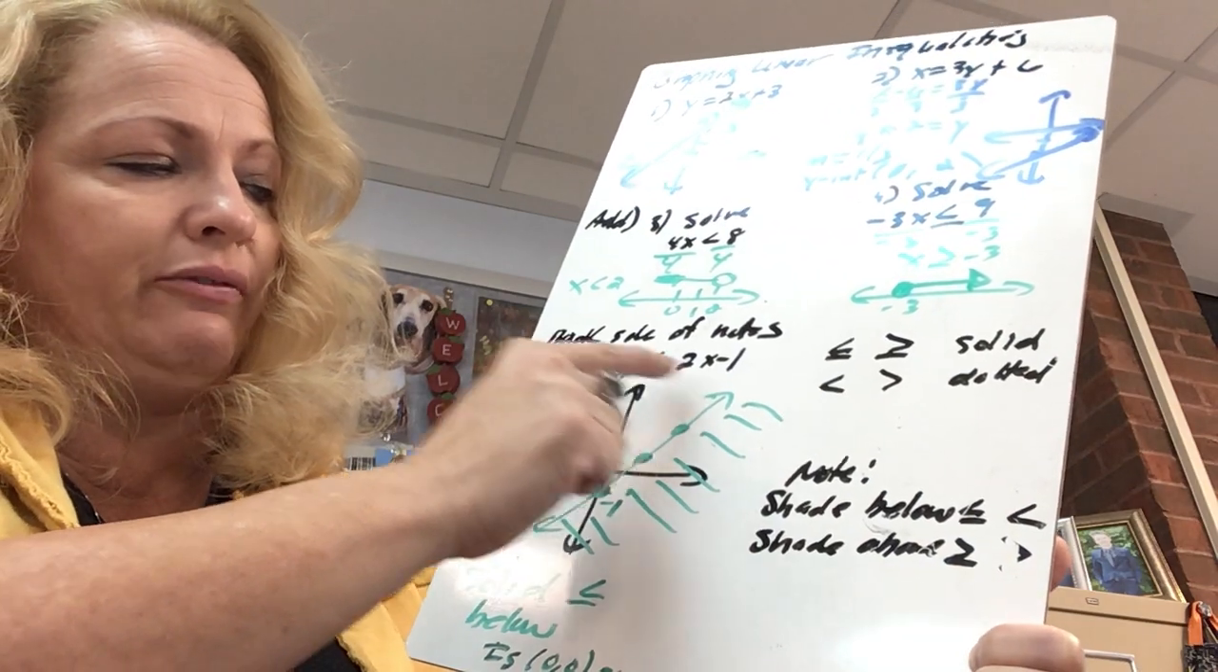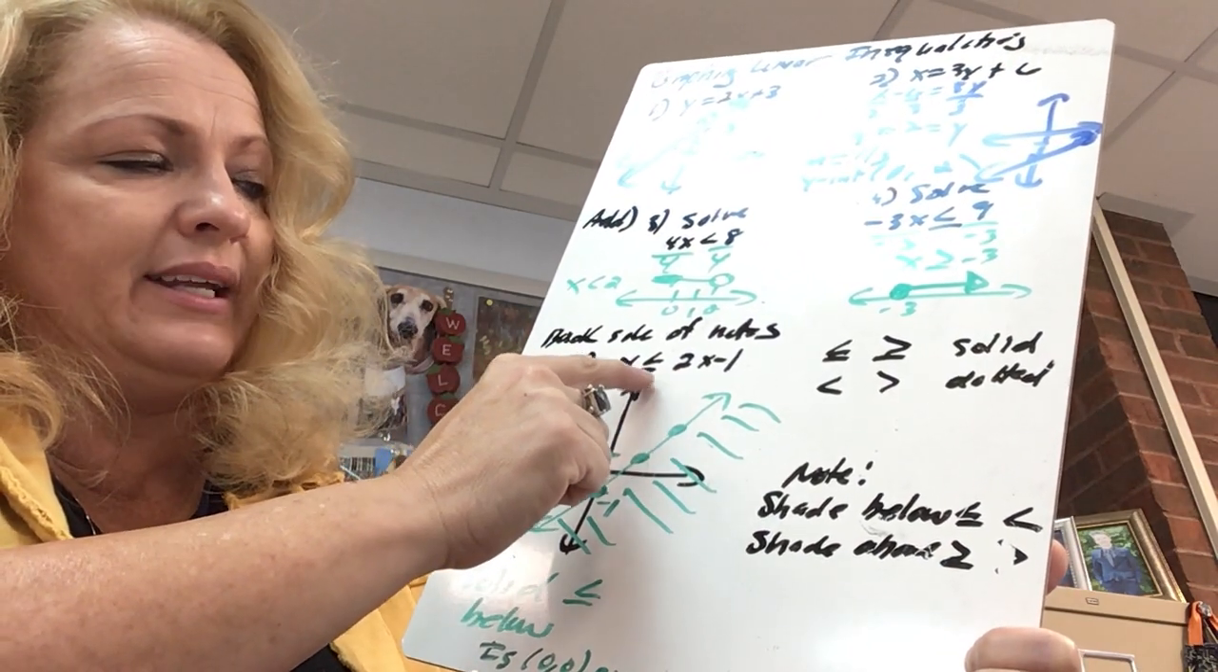Okay, so if I put in 3 for x and 3 for y, I will have 3 is less than or equal to 5. That is true. All right, let's go to example 2.